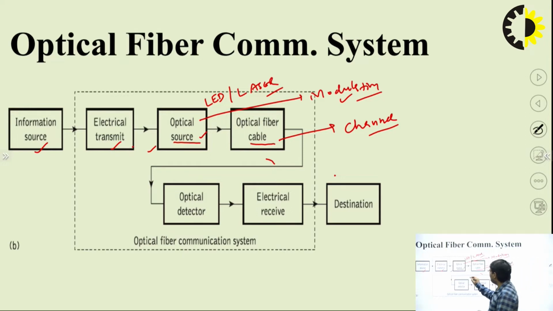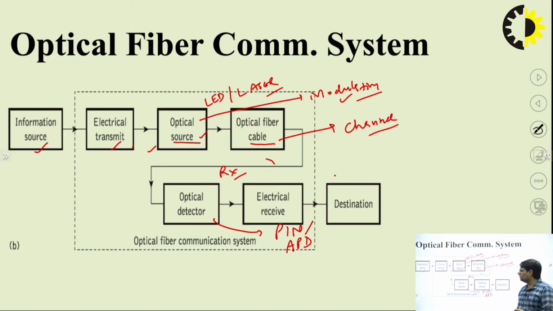Now this is the receiver section. On the receiver side we will have an optical detector. The optical detector can be, for example, a PIN or an APD, avalanche photodiode, so one of the two detectors can be used. The detector receives the optical signal after passing through the channel, and converts it into electrical form. So the optical detector performs the optical to electrical conversion. After that we have the electrical receiver, which performs the reverse operations of the electric transmitter.